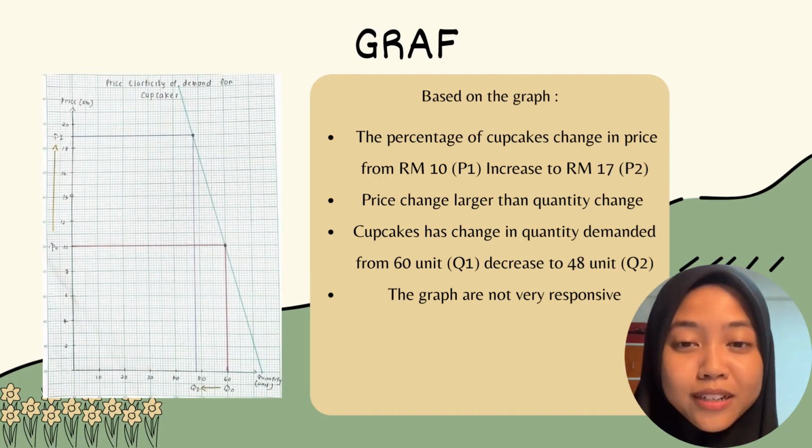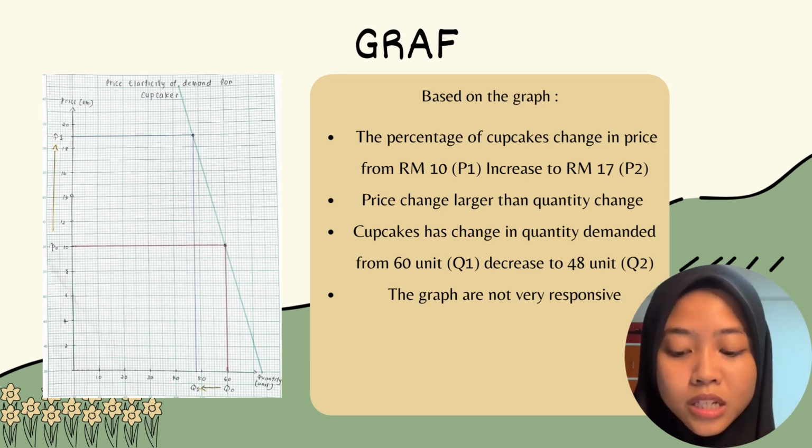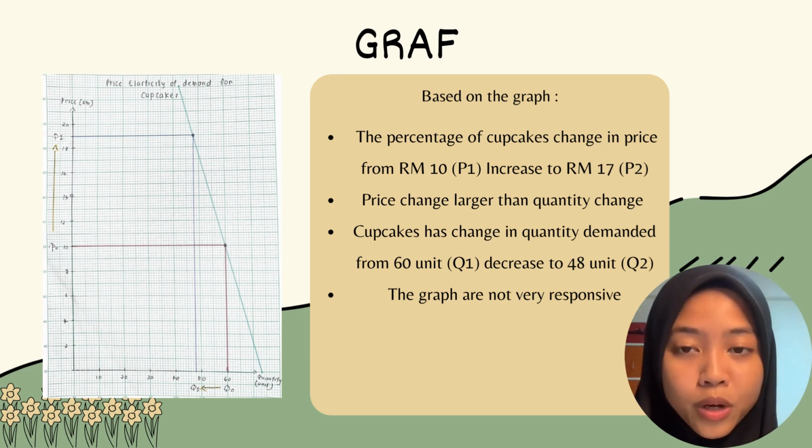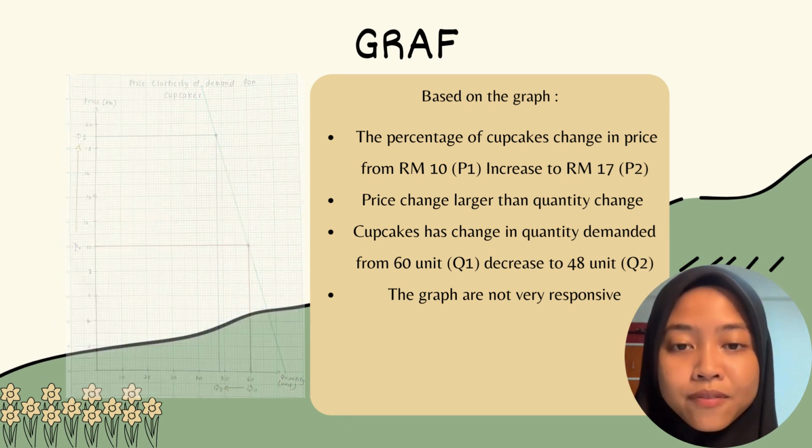So next we move to the graph. Based on the graph, the percentage of cupcake change in price is from 10 ringgit to 70 ringgit. The price change is larger than the quantity change, so it moved upward from P1 to P2. Cupcake also has changed in quantity demanded from 60 units decreased to 48 units, and the quantity demanded will decrease. So the graph shifts to the left from Q1 to Q2. The graph is not very responsive.